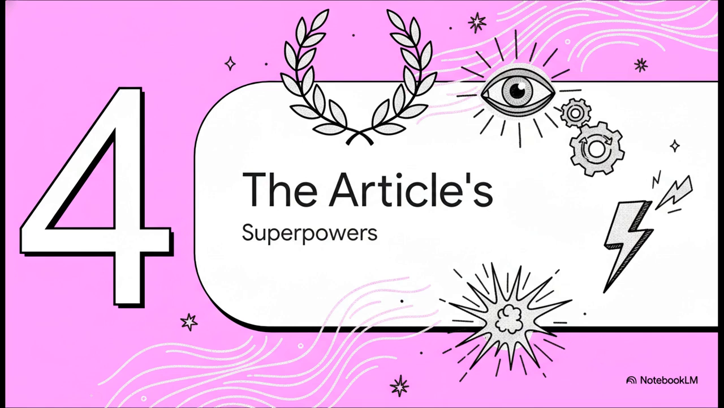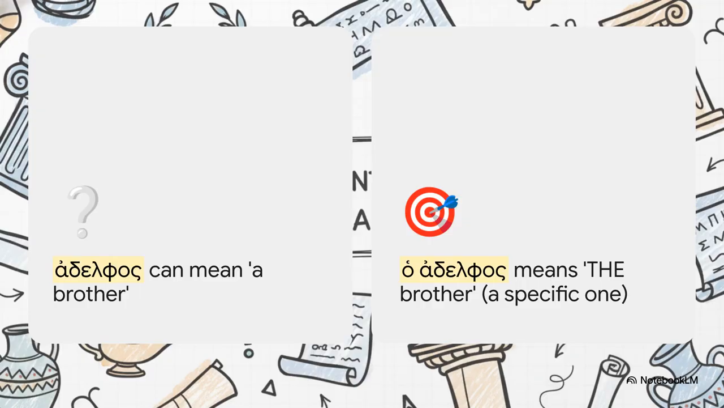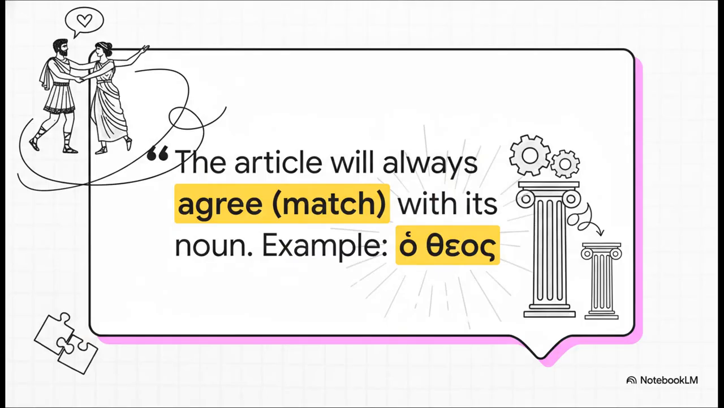What can this word actually do for you? I like to think of it as having 3 superpowers. Superpower number 1, it specifies. Remember how we said Greek doesn't have a word for a? Well, that means a noun all by itself could mean brother or a brother. It's kind of vague, but the second you add the article, boom, you're pointing to a very specific one, the brother.